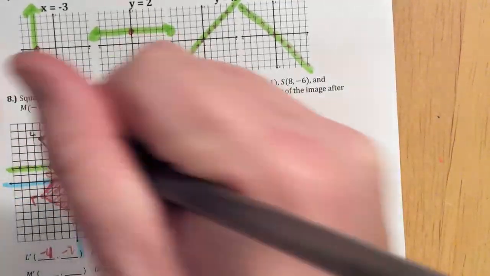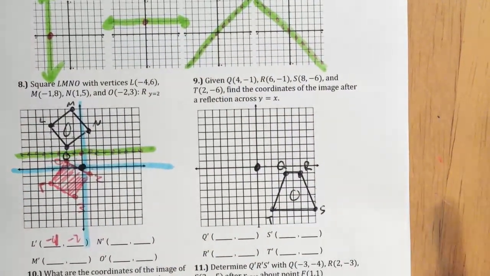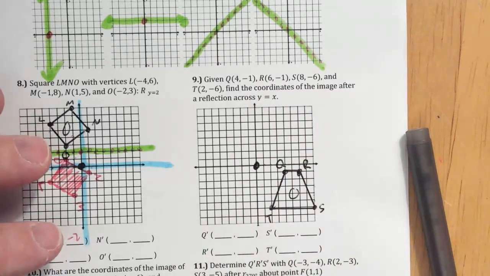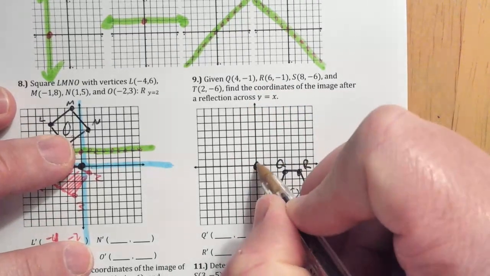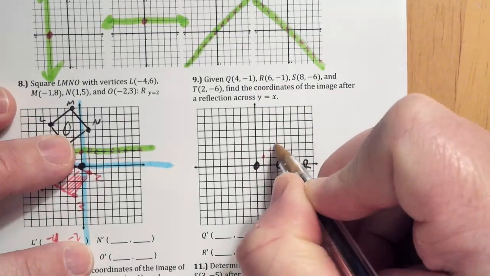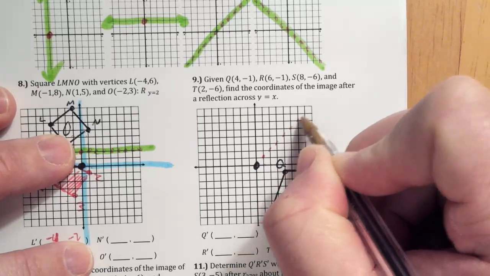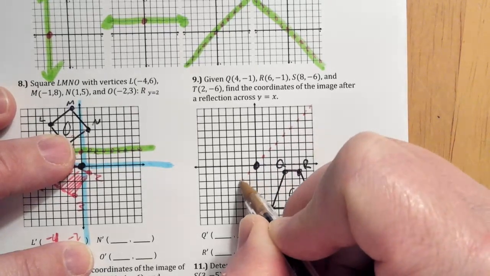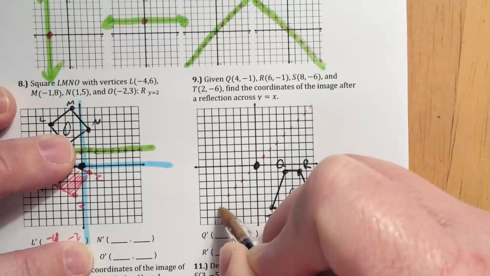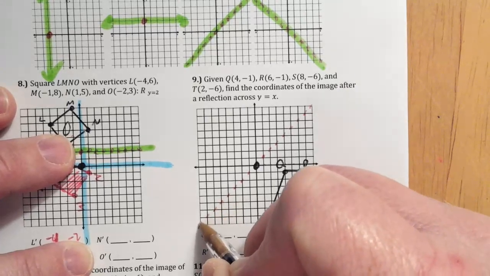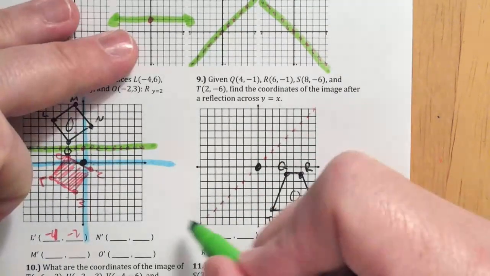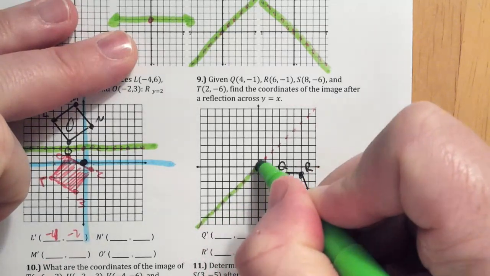All right, so that's my original. Okay, we're going to take all this and we're going to reflect over y equals positive x. So that's this line right here. I'm just going to put these dots just to help me be more accurate. Okay, I'm reflecting over this line right here.